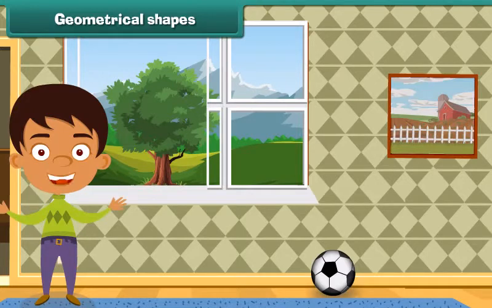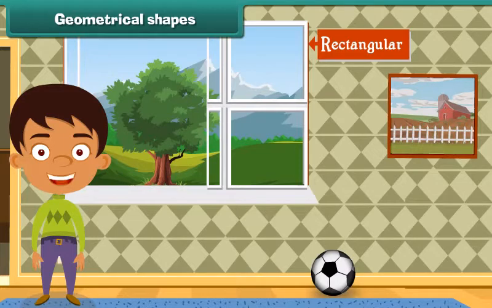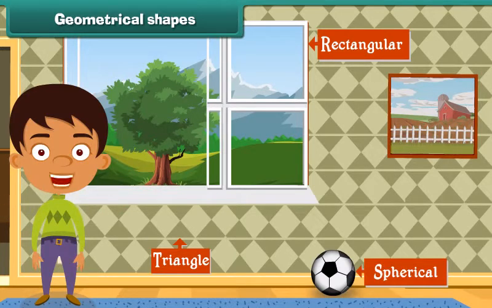Look at the window of your room. It is rectangular in shape. The design on the tiles is a triangle. Look at the ball lying in the room. Its shape is spherical. Now look at the frames of the painting hanging on the wall. It is square in shape. Now you have seen and learnt different objects with different shapes.